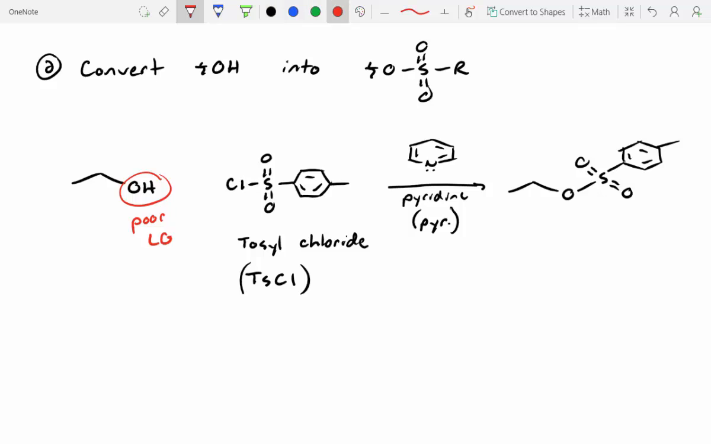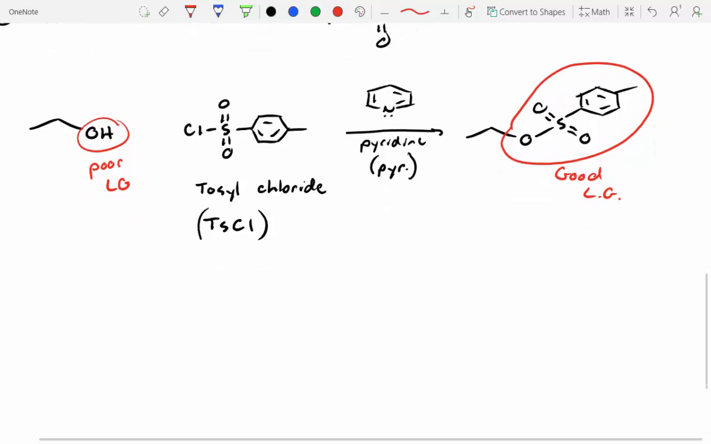Now, all of a sudden, we've got this excellent leaving group. The good news is, right now, I'm not concerned with you guys knowing the mechanism of this. I do want you to know what reagents you would need, though, and tosyl chloride is the one you'll see most commonly in the Klein textbook. Really, all you do is convert that OH into this big, funky-looking leaving group that we know is very stable, because when it falls off, it's resonance stabilized.